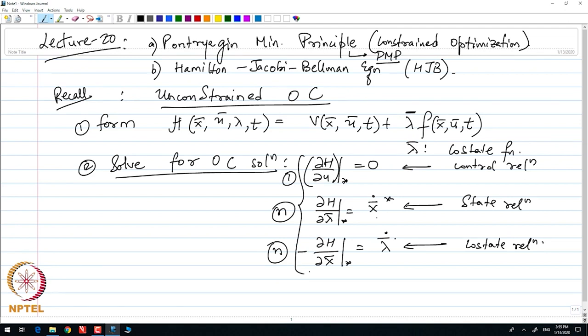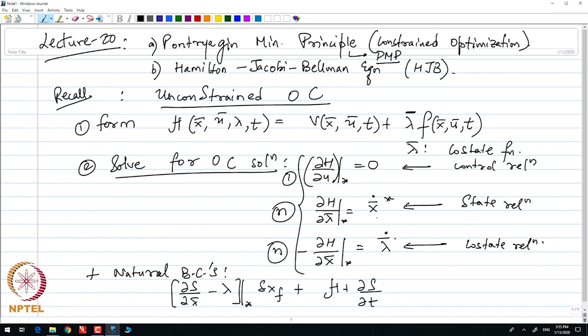And plus we also had the natural boundary conditions, which are partial s partial x minus lambda, at star condition, times delta x f, plus h plus partial s partial t at star condition, times delta t f. This is set equal to 0. So this was in summary the total methodology of solving our unconstrained optimal control problem. Now suppose on top of that we have some restriction on the control variable. Then how to approach such a problem?